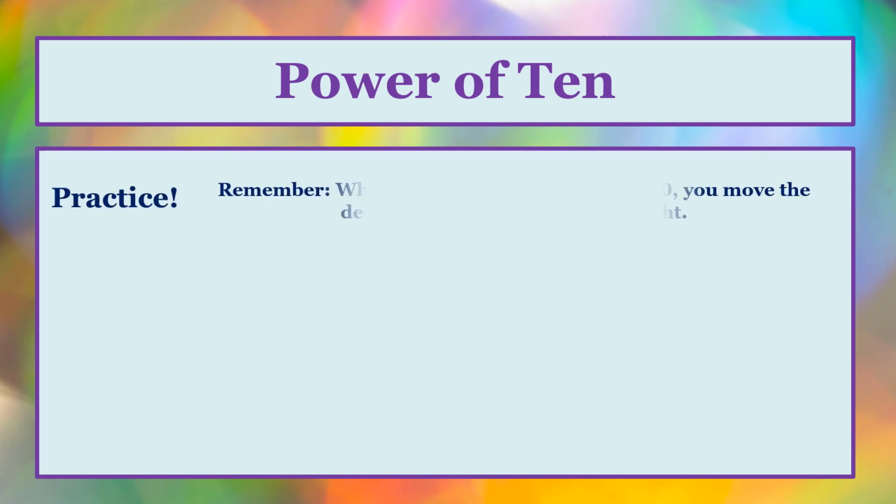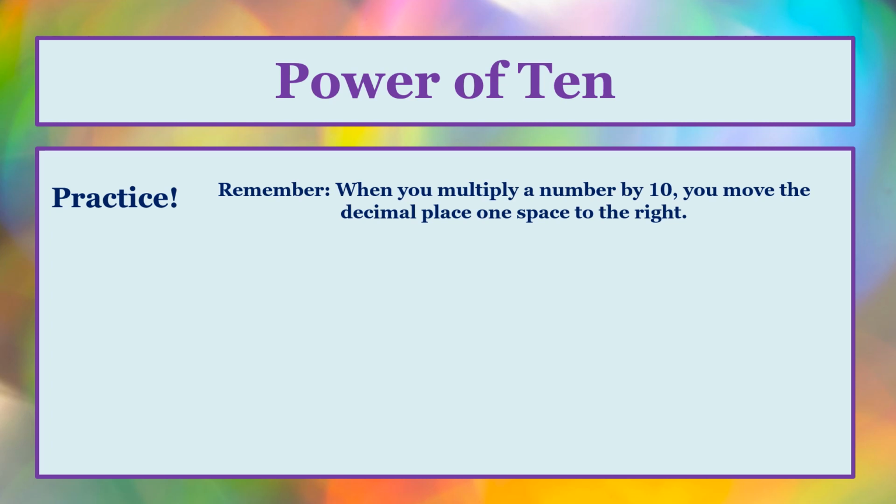Let's practice. And remember, when you multiply a number by 10, you move the decimal place one space to the right. So 10 times 10. Now, I don't see a decimal place here, so there's an implied decimal at the end of the number. So we're going to move that decimal place one space to the right, and that's going to give us 100. So the answer will be 100.